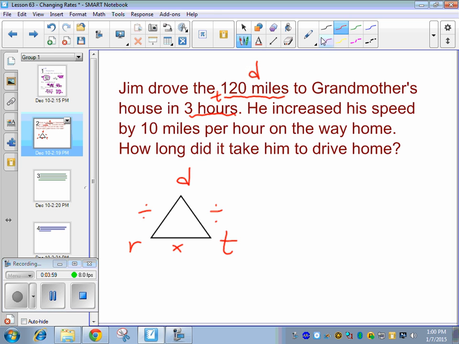So the formula for rate, Devin, would be what? Very good. You got to write the formula down, right? I need that every time. And then we're going to plug in the distance is 120 miles, and the time is 3 hours. So if I went 120 miles in 3 hours, that's 40 miles per hour.